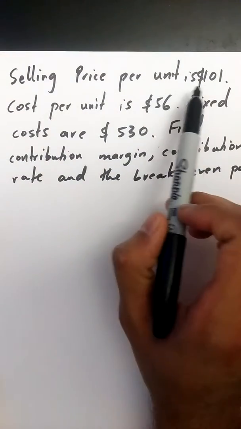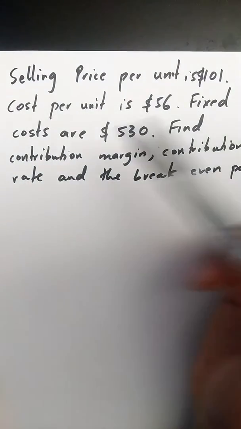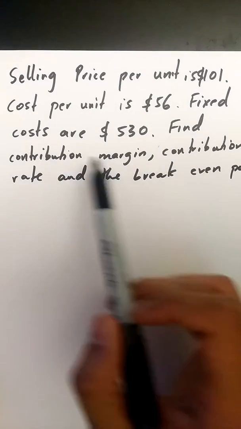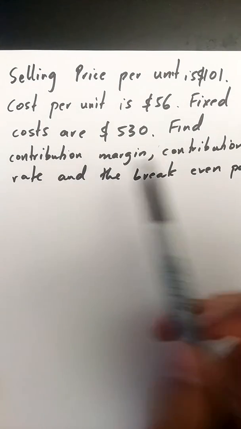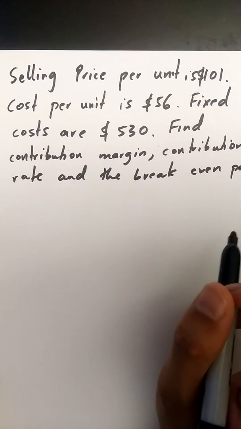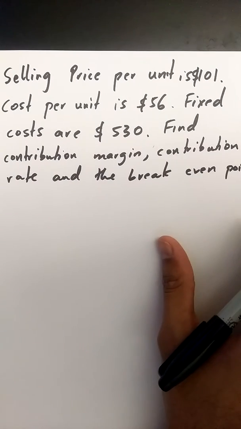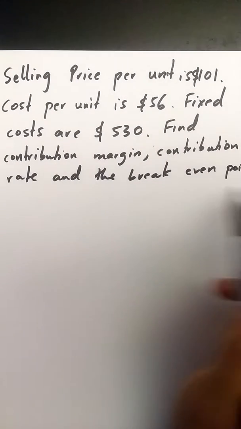So in this problem, again, we have a selling price per unit, we have a cost per unit, we have fixed costs. But now we're asked to find the contribution margin, contribution rate, and then the break-even point. So over here, there's two methods to find the break-even point.